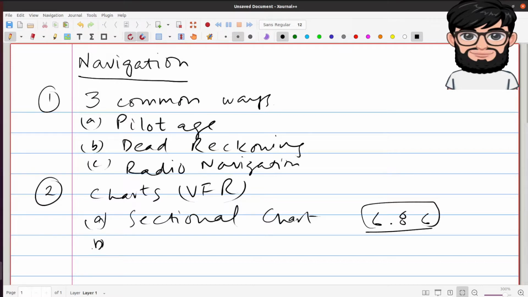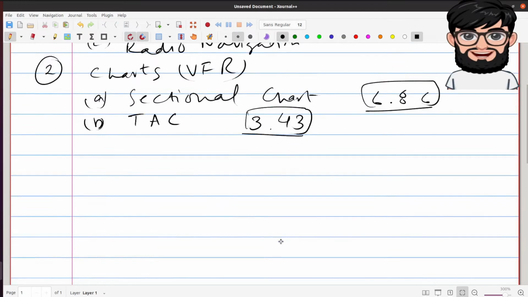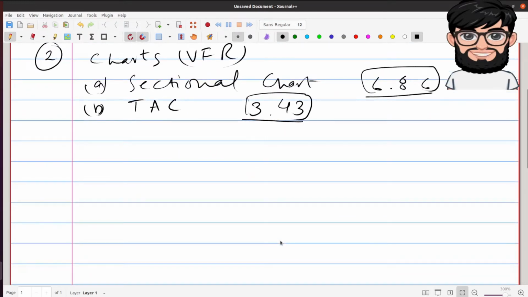Then we've got the VFR terminal area charts, also known as the TACs. So this TAC depicts the Class B airspace. It is very similar to the sectional chart, but it is kind of a zoomed in version. So here we have 3.43 nautical miles per inch, only designed for the Class B airspace. Also the sectional charts and the TACs are revised every 6 months, right?